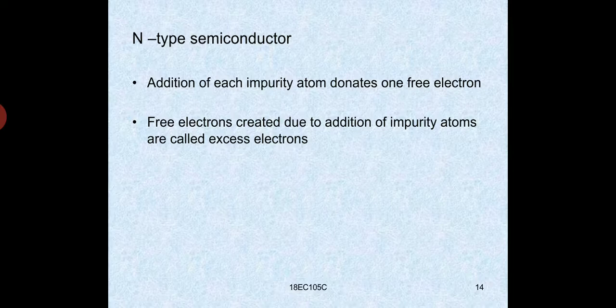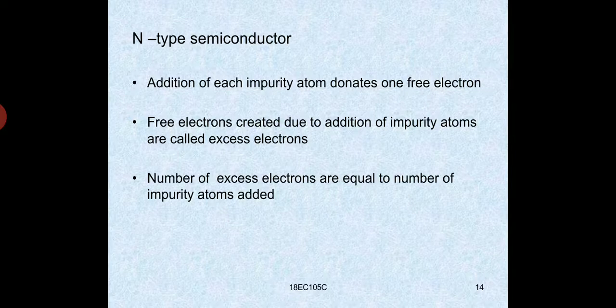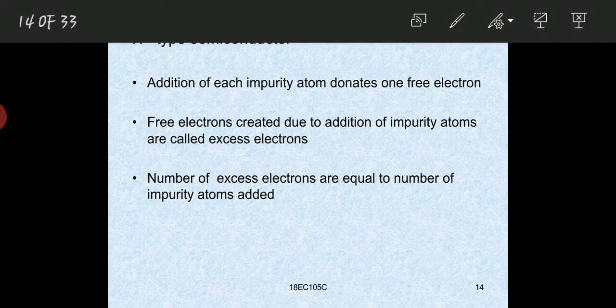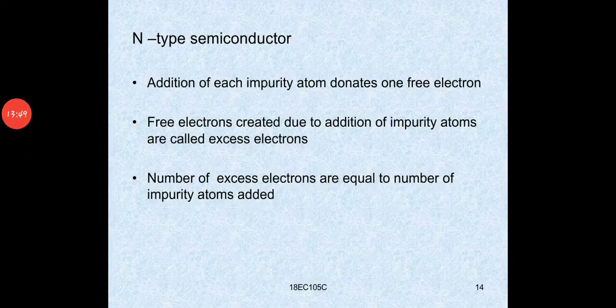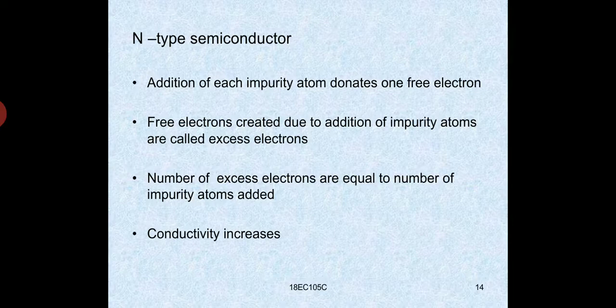So there are excess electrons, and the number of excess electrons is equal to the number of impurity atoms added. So that is how we can control the impurities, and indirectly we can control the number of electrons that can be made available for the flow of current in the semiconductor material. By adding more impurities, we are increasing the conductivity of the semiconductor material.